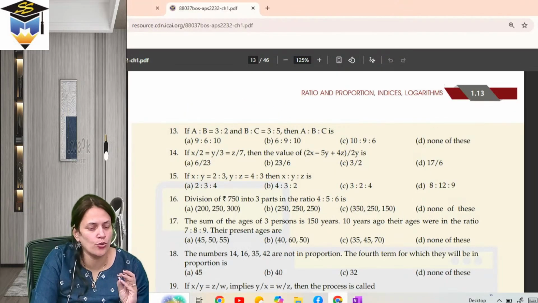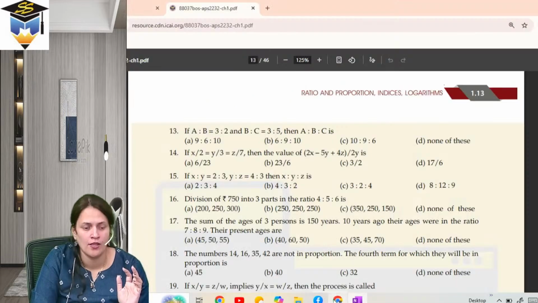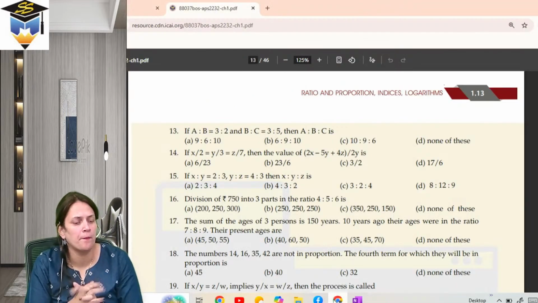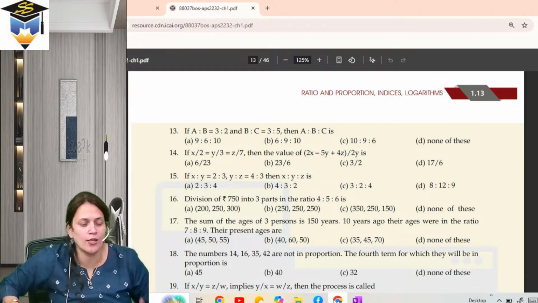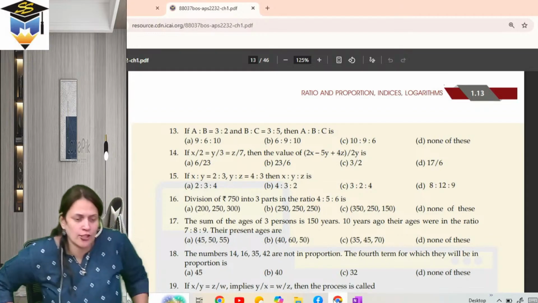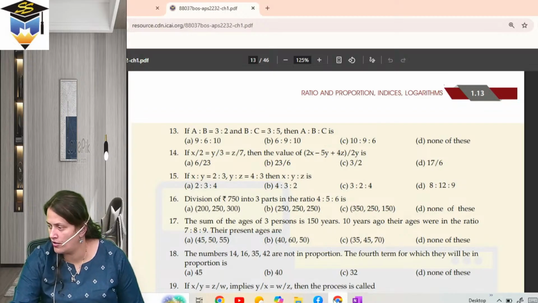Now let us go to question number 14. Okay, are you understanding? Am I going too fast? Now we have done with question number 13. Let us go to question number 14. X upon 2 is equal to Y upon 3 is equal to Z upon 7, that is equal to K. By using the method of K, find out the value and let me know. Tell me what will be the answer for this question.